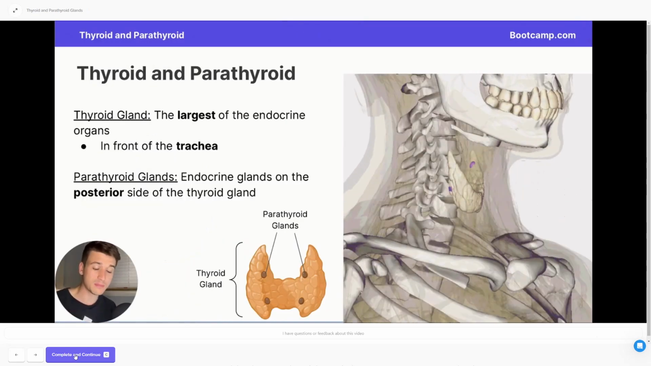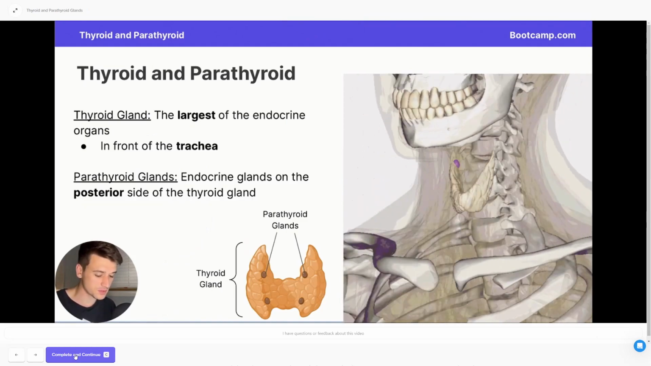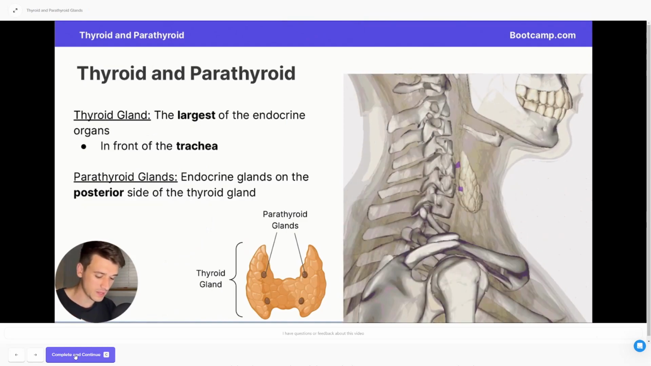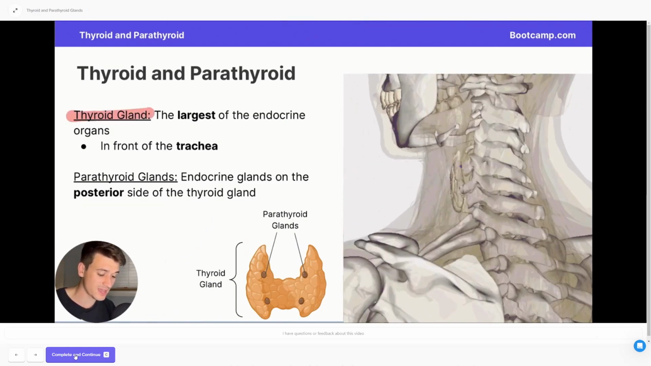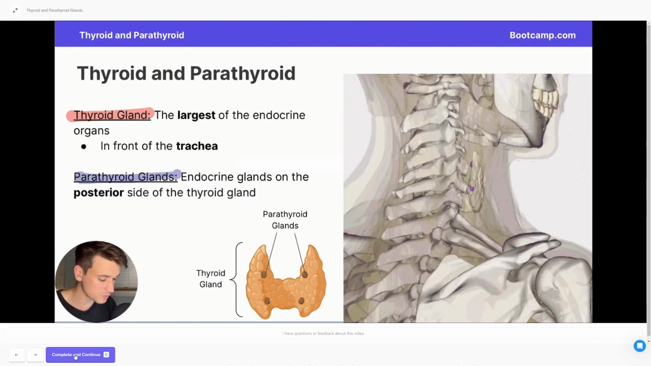Now, the thyroid and parathyroid glands by definition are endocrine glands, which means we're going to be looking to secrete some hormones. And we'll go ahead and begin with the thyroid gland, which is actually the largest of all the endocrine organs. And as we can see in our visual to the right, it sits just in front of the trachea and is represented by this larger, vaguely H-shaped structure. Now, in association with the thyroid gland are the parathyroid glands, these little structures here that we can highlight on our lower visual, and you can actually see them in this visual as well.